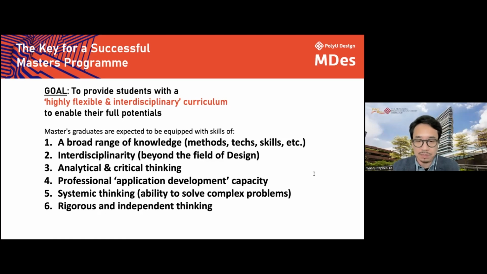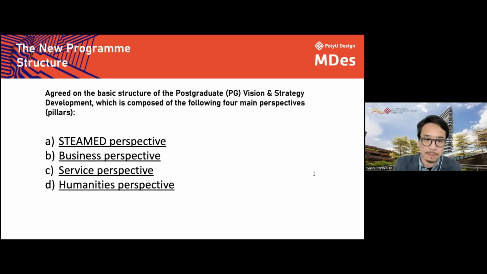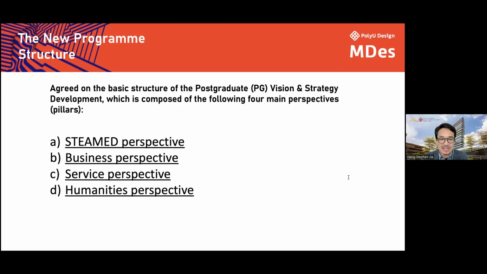Okay, so this aligns with the T-shape of talents Stanford mentioned, which we are trying to nurture. Based on this philosophy, this vision, we have developed our program into 4 different perspectives, including STEAMed, which is STEM plus art and design, more focused on ISD, and the business perspective, service perspective, and humanities perspectives, which are IBD, SSD, and TED.